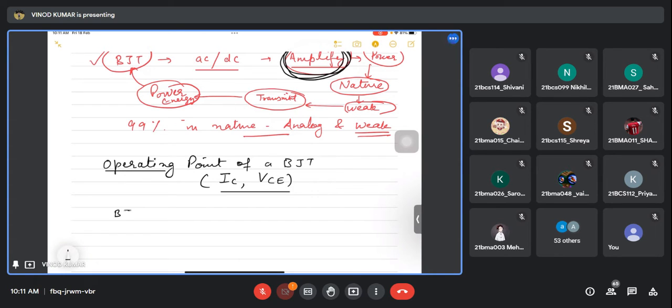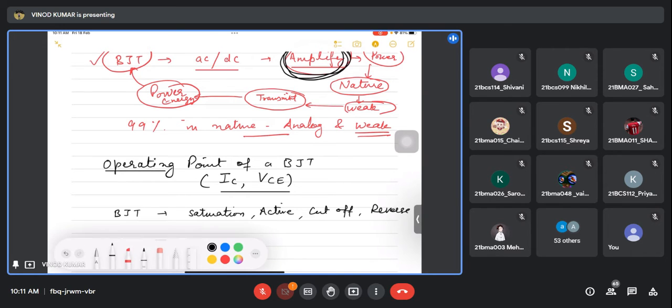Now what are the operations of a BJT? It can be in the saturation region, it can be in the active region, it can be in the cutoff region, or there is a reverse mode. These are different operations. For using it as an amplifier, we'll try to operate in the active region.